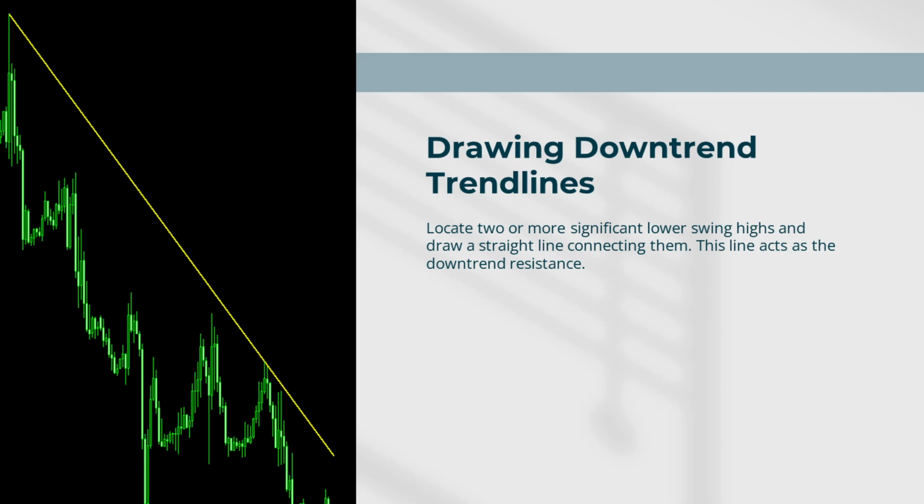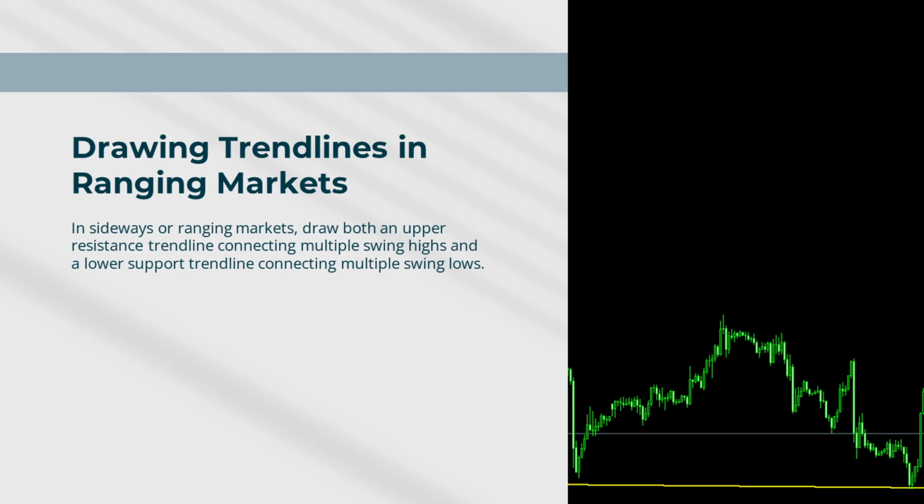Drawing downtrend trendlines. Locate two or more significant lower swing highs and draw a straight line connecting them. This line acts as the downtrend resistance. Drawing trendlines in ranging markets. In sideways or ranging markets, draw both an upper resistance trendline connecting multiple swing highs and a lower support trendline connecting multiple swing lows.